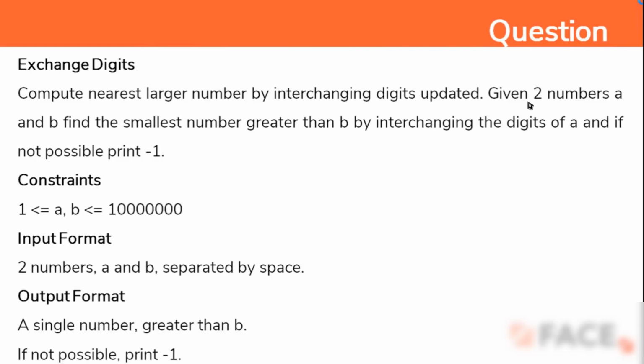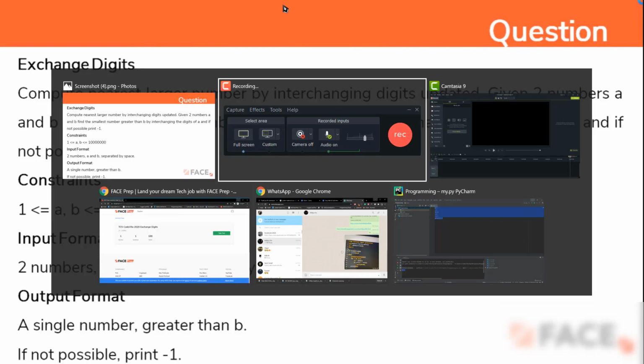At first you can't really understand the question, but you have to give most of your time to understanding the question, because once you understand the question, writing the code is going to be very easy. So here, compute nearest largest number by interchanging digit updated means we have to do some interchanging, and we are given two numbers. First let's see the sample test cases. Let me show you that.